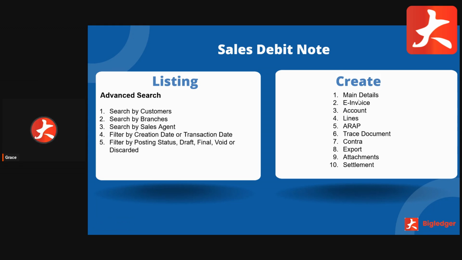And then when you want to create the transaction, we're gonna have a lot of tabs under one UI. First is your main details, where you put all the branches and the date and everything, remarks, reference for the document; the invoice tab; and then the account where you choose your customer. Lines is where you choose the item, and then ARAP is for the amount; trace document; contra, if let's say you want to contra with any other for the sales debit note; export, where you can reprint the sales debit note; attachment, when you want to attach something to the sales debit note document; and settlement. Settlement is the one touching your cash flow.